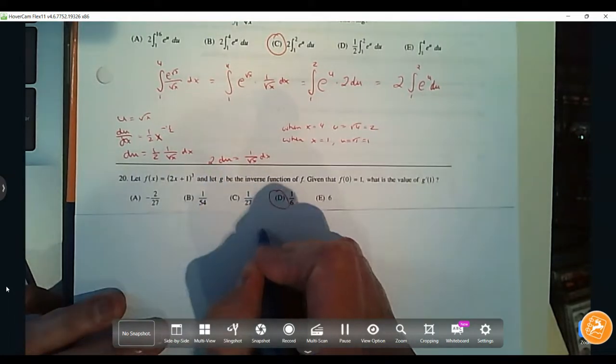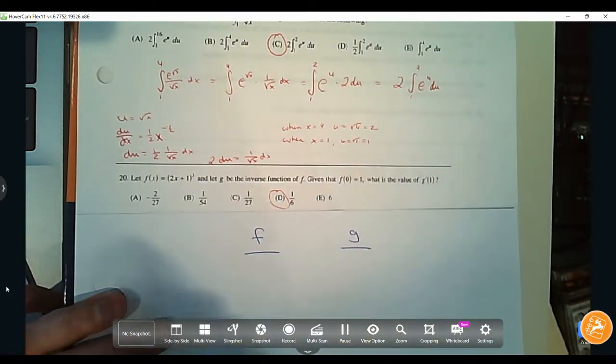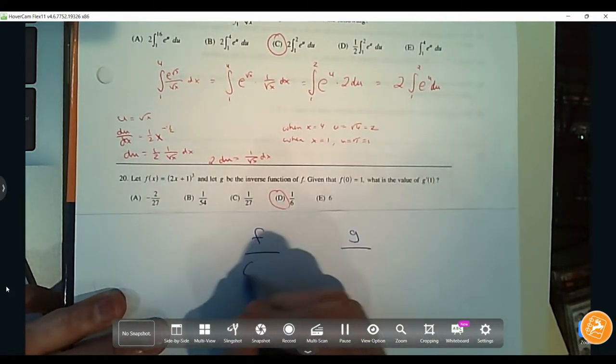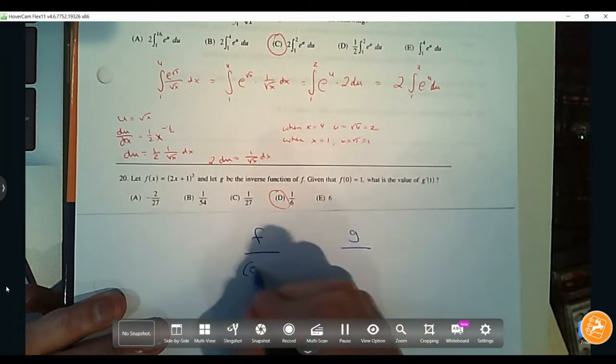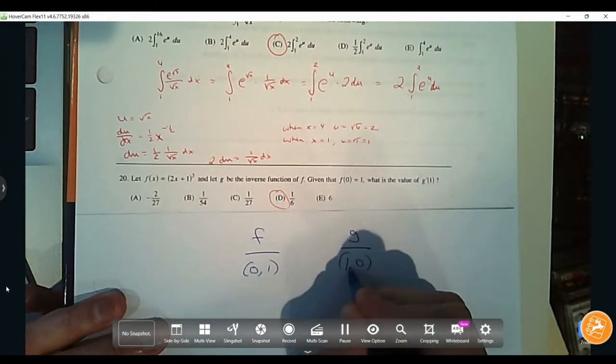The annoying inverse theorem says, and that's just what we call it, it's from section 3.8, I think. It's definitely on the chapter 3 summary page. What we do here with inverses is we first identify a point. So if (0, 1) is on f, then the inverse has to have (1, 0).